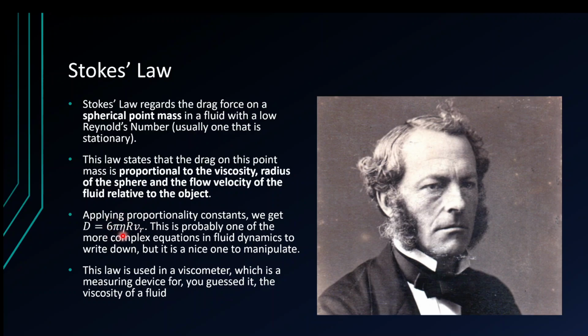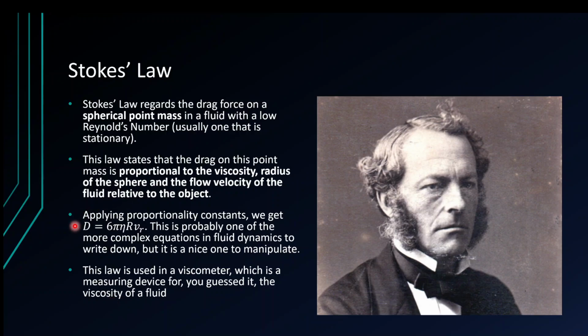The proportionality constant is 6 pi. So it is quite a clunky equation, but it is fairly okay to manipulate and solve. We can also use this law in particular, we can use a thing called a viscometer to actually measure the viscosity of a fluid, utilizing Stokes' law.